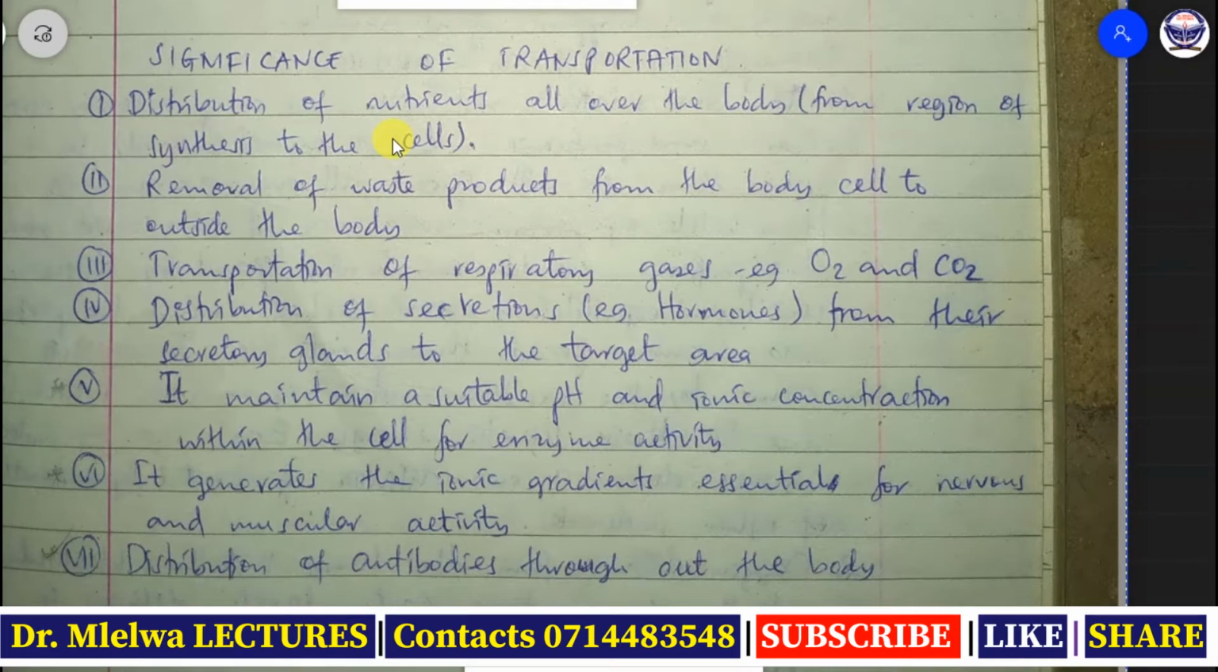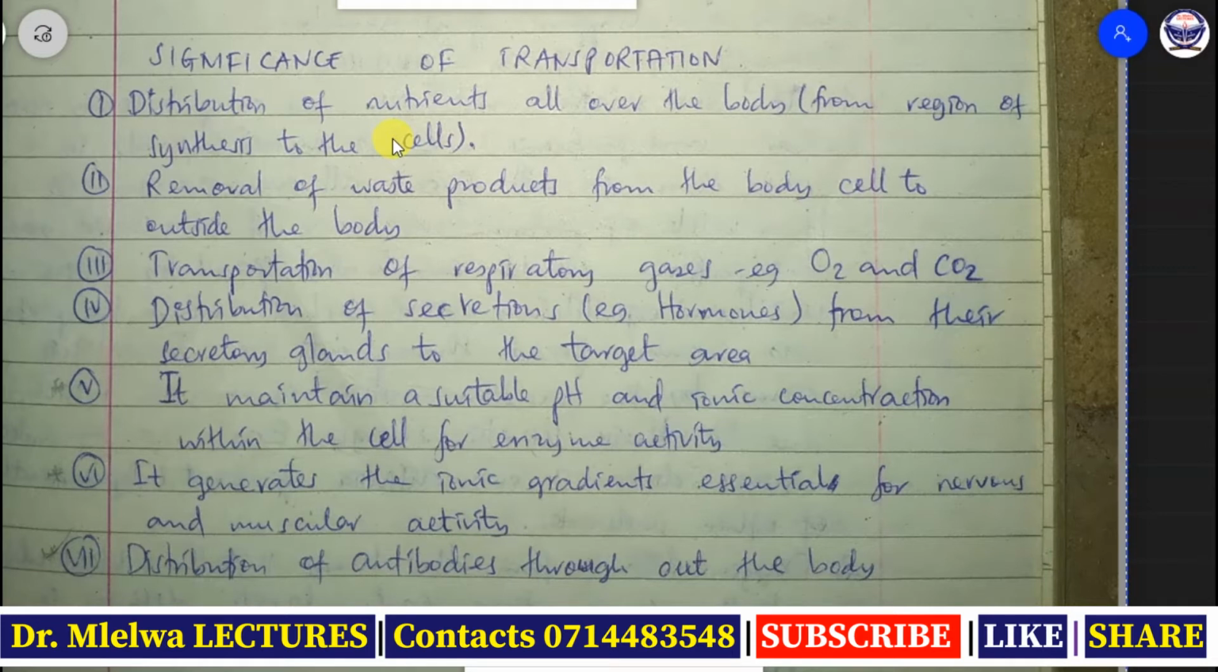And second is the removal of waste products from the body cell to outside of the body. So tunaposema, let's say tuna remove urea from, let's say, metabolism of proteins, tunapata amino acids in the liver, then tuna undergo ornithine cycle. Ornithine cycle tunapata nini? Tunapata urea. Urea must be transported in blood from the liver to the kidney. That means the removal of urea requires a transportation mechanism in which we are transporting urea from where it is synthesized to the kidney, the organ which removes it outside of the body as urine.